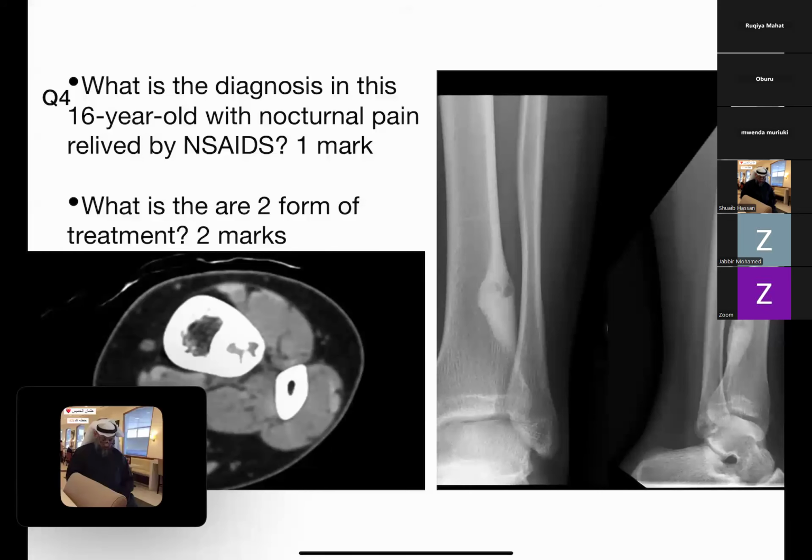Okay, is that a tumor? I don't know. If it's a tumor, it kind of looks like osteoid osteoma. Yeah, it is an osteoid osteoma, okay? And the exam gives it, okay? Yeah, but you can see it's sclerotic and there's a nidus in the middle. What are the two forms of treatment?